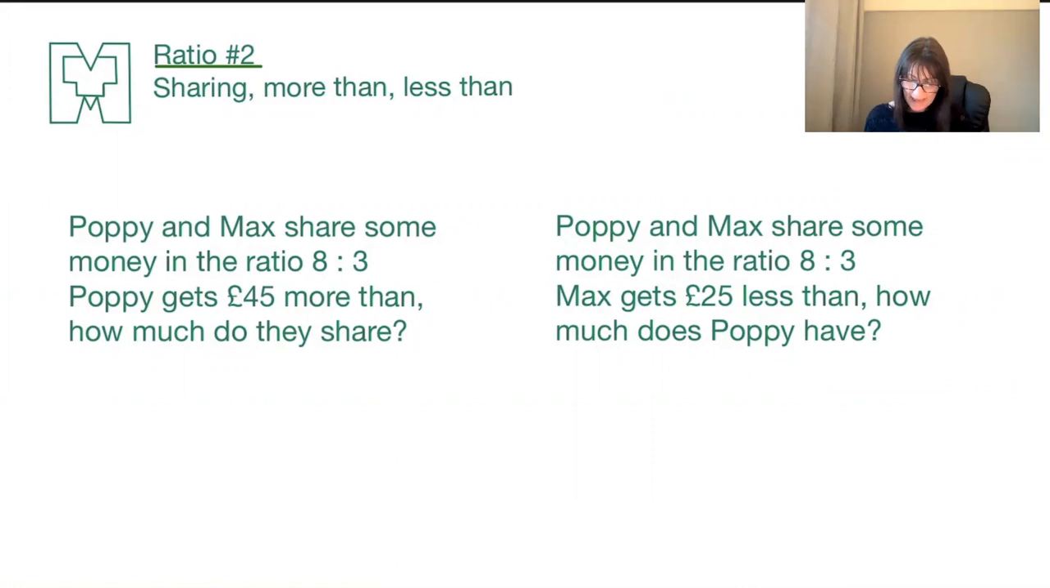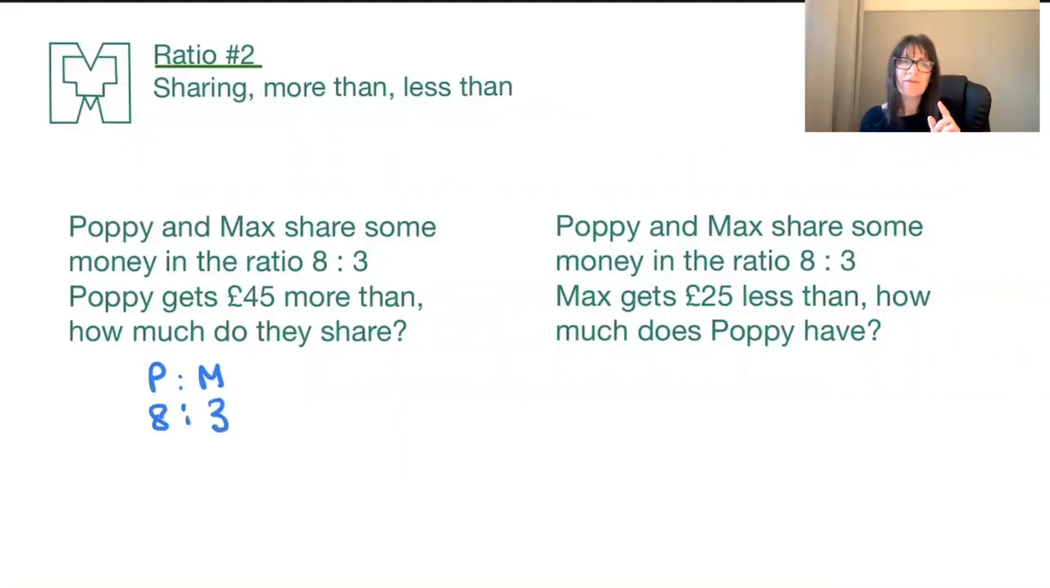So we've got Poppy and Max sharing some money. I don't have a total anymore. They're not telling me what they've got. So there is no total column because there isn't that information in the question. So that's the first thing to know. It's a ratio that I can line up. So I've got Poppy and Max, and they're sharing 8:3.